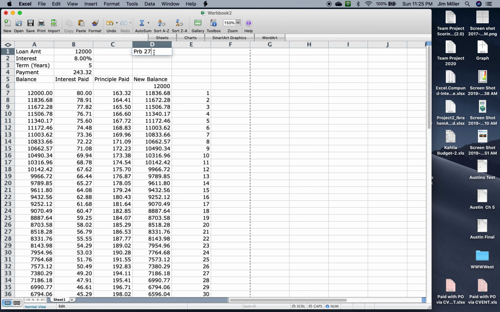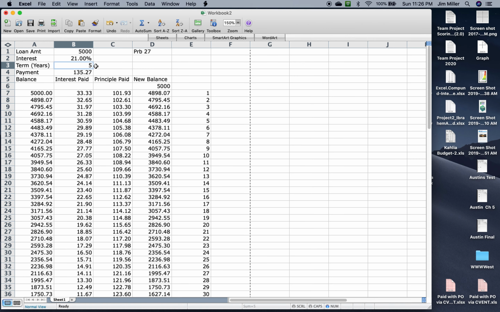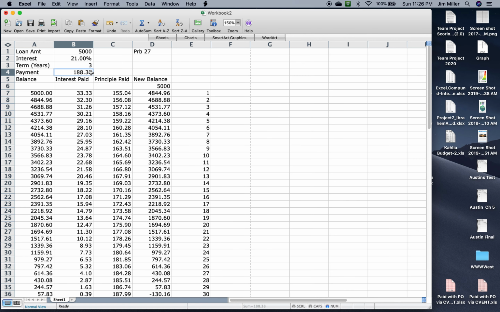The next one was 31, and I think we were, this is a little different one. It says we're doing a $5,000 loan. We have a $5,000 balance on a credit card. Our APR is 21%, and we want to pay it off in 3 years. So we have to pay $188.38 a month. That figures out the payment.